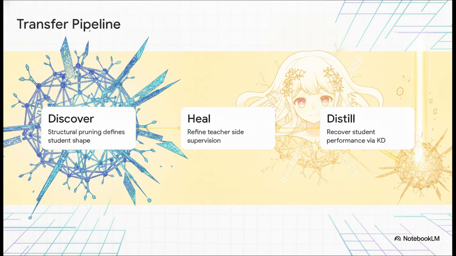So the crucial point is this three-step recipe. Step 1, discover the best student architecture by structurally pruning the giant model. Step 2, heal the teacher model to improve the quality of the signals it sends. And step 3, distill the knowledge from that healed teacher directly into your newly pruned student. Right now, this represents the absolute most compute-saving, effective way to shrink massive AI models.